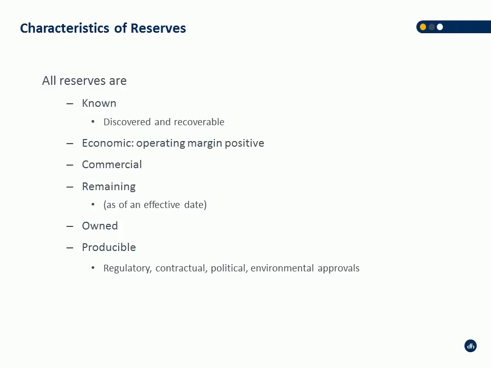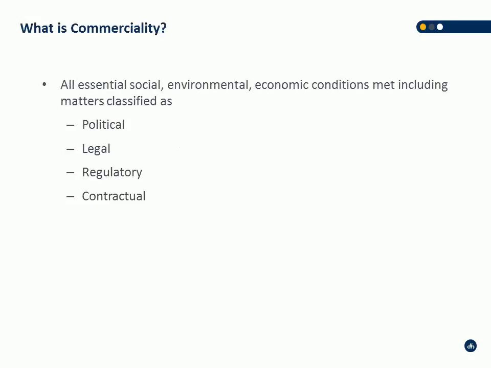They're owned, so we talked a bit about ownership. They're producible, so they have all of the regulatory, government, political, and environmental approvals that they need to produce the asset, there's no question. So again, going into commerciality, there's a lot of different things that can qualify as contingencies and keep volumes from becoming commercial, including political, legal, regulatory, and contractual issues. So if any of these are sticking points or problems for the company, you're again looking at that contingent resource bucket. You're not looking at reserves if you can't get approval in all of these various categories.